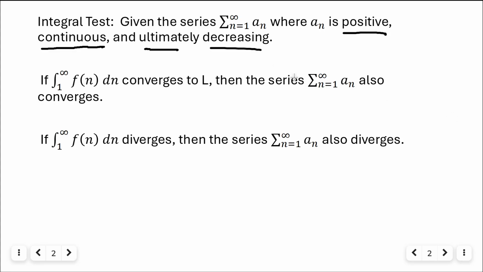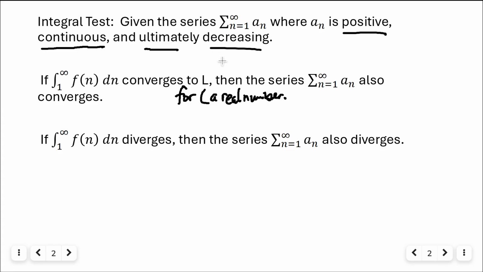So something will happen here. If the integral from 1 to infinity of f of n dn converges to a limit L, for L a real number, then the series will also converge. Basically, if the improper integral converges, then the series will converge. If the improper integral diverges, then the series also diverges.